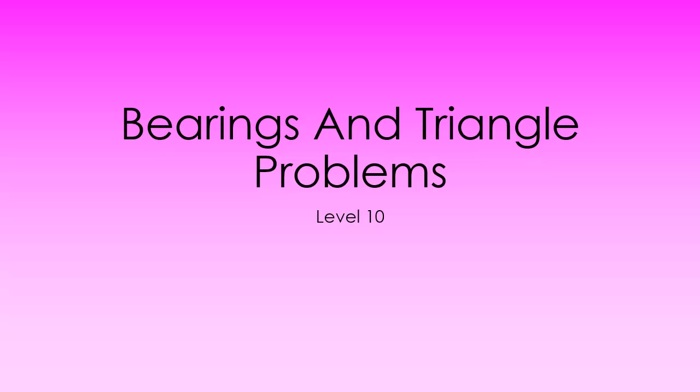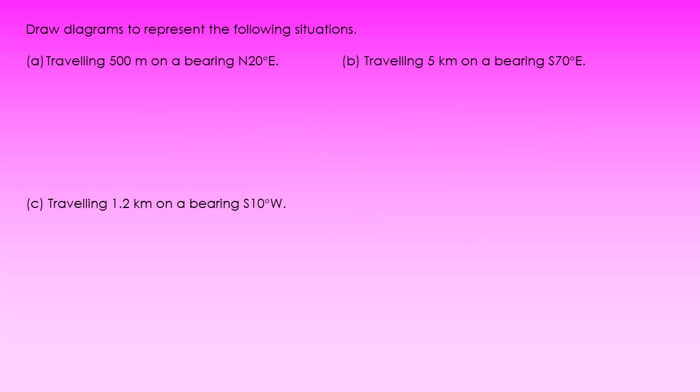Bearings and triangle problems. Here we're looking at compass bearings rather than true bearings. So it's quite easy to figure out what they mean, and I'll explain that with these examples. So we're going to draw a diagram to represent travelling 500 meters on a bearing of north 20 degrees east.